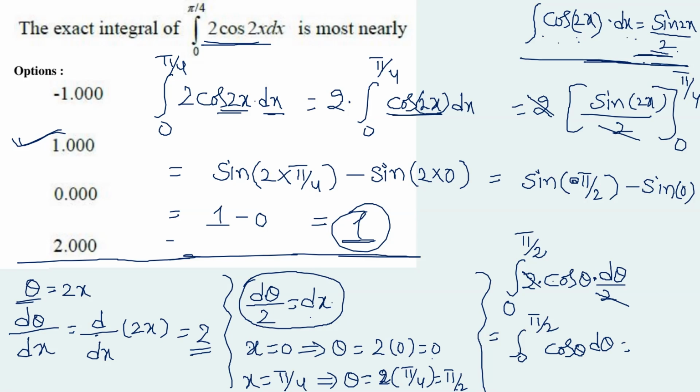We know integration of cos theta is sin theta, from 0 to pi by 2. Finally we will get sin 90 minus sin 0, that is equal to 1. This is another method of solving the problem.